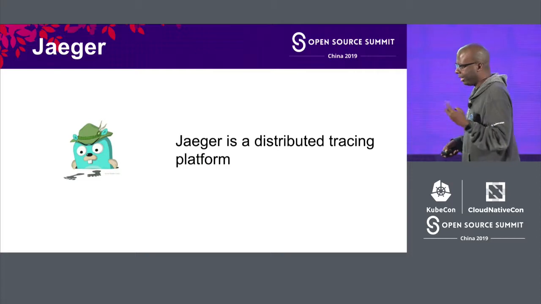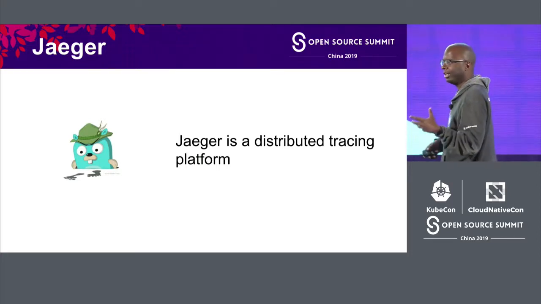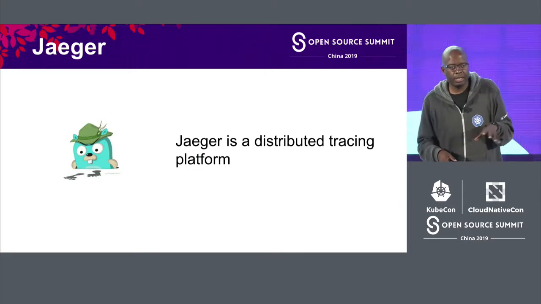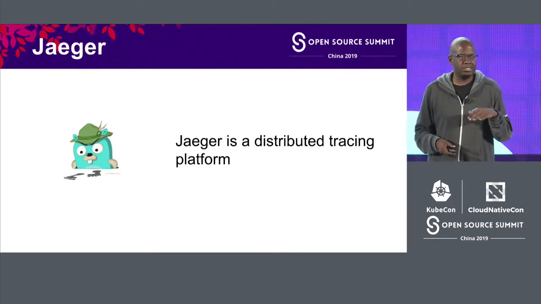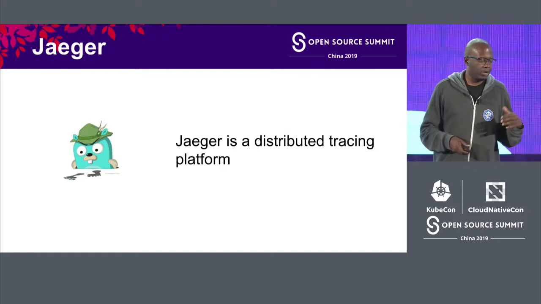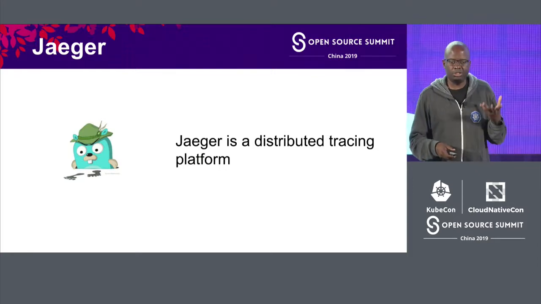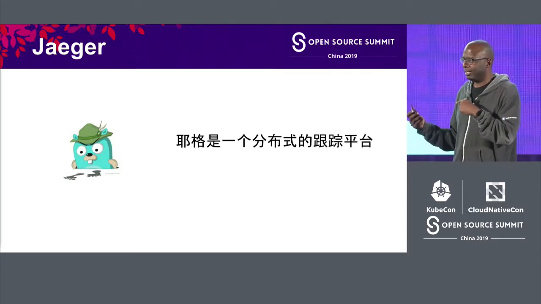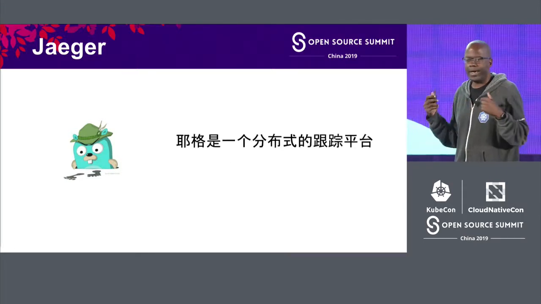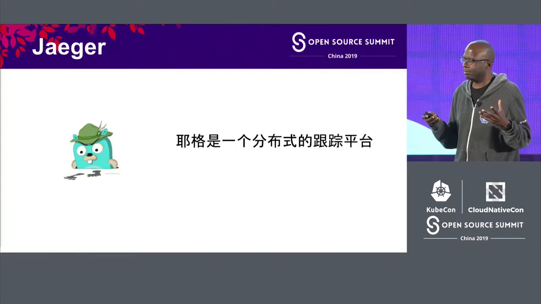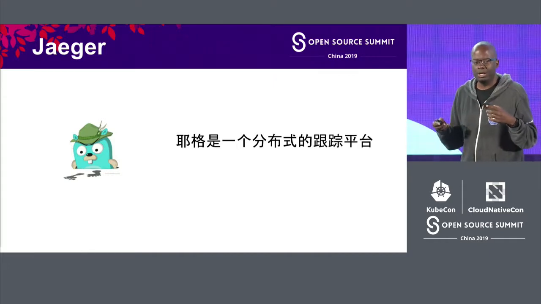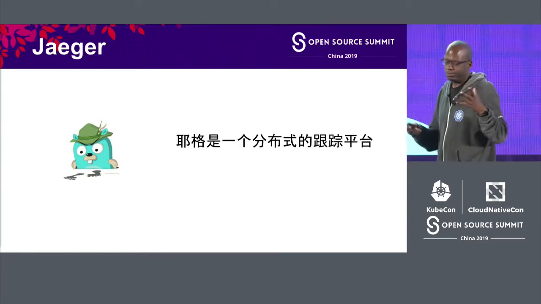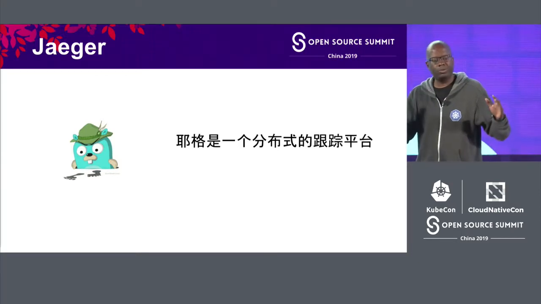So, like I said, I wanted to talk about Chinese projects, and I wanted to talk about my favorite projects. One of my favorite projects in the CNCF right now is Jaeger. Jaeger is the distributed tracing platform. One of the lightning talks from Tencent, I believe, was talking about tracing and testing in production. What Jaeger allows you to do is, let me take a step back.